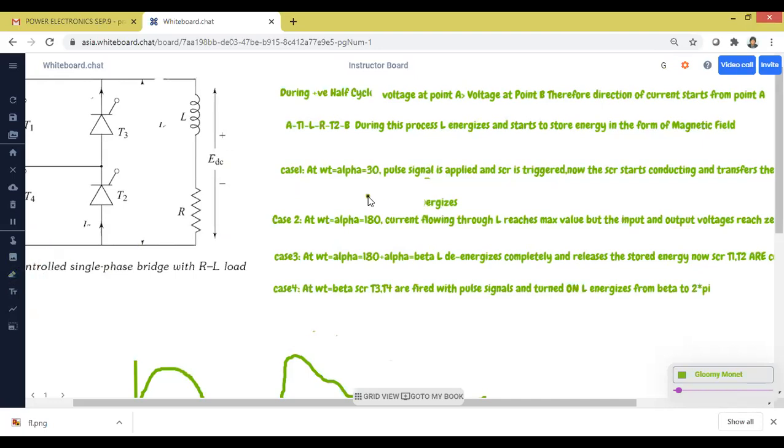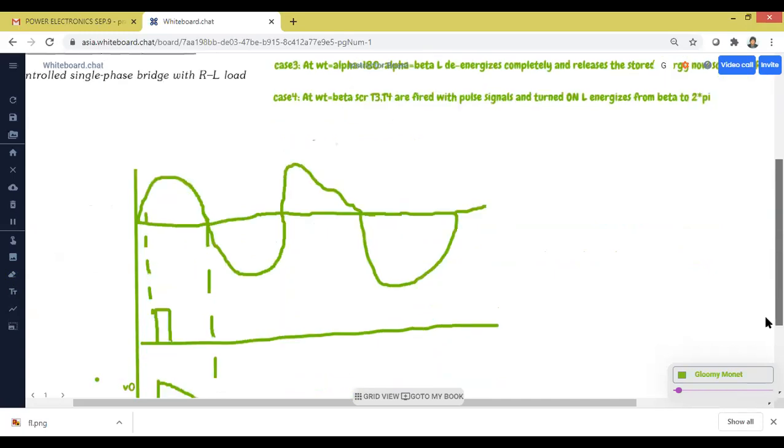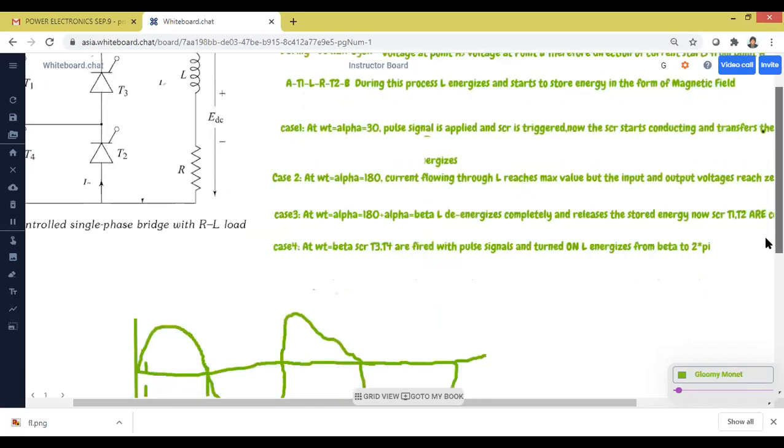Is it clear, all of you? At omega t equal to 30, what's going to happen? In the examination, you will get full points if you write this as case 1. Case 1, omega t equal to 30 degrees. At 30 degrees, SCRs are on, the inductor starts to energize. Remember this point in simple language: case 1, at omega t equal to 30 degrees, the inductor starts to energize. That means it stores the magnetic energy.